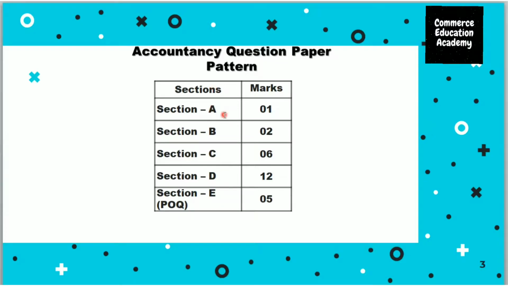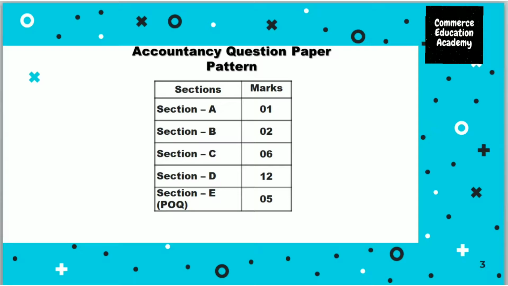Section A carries 1 mark questions. Section B carries 2 marks questions. Section C carries 6 marks questions. Section D carries 12 marks questions. And Section E is a practical oriented question. This carries 5 marks. So, am I clear here?